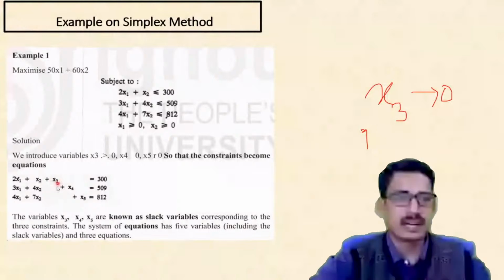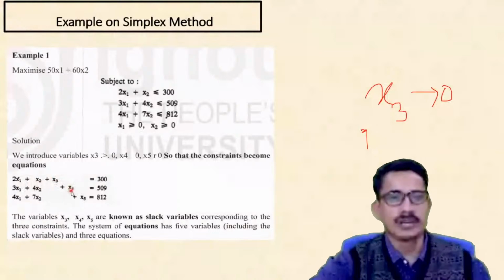So here x3 is added, and you have kept some gap. Why? Because in the other two inequations we are going to add x4 and x5. These two places will be blank. So here the x4 place is blank, and the x5 place is also blank, is equal to 300. See, x1 below x1, x2 below x2, x3 below x3. The sequence has to be maintained.